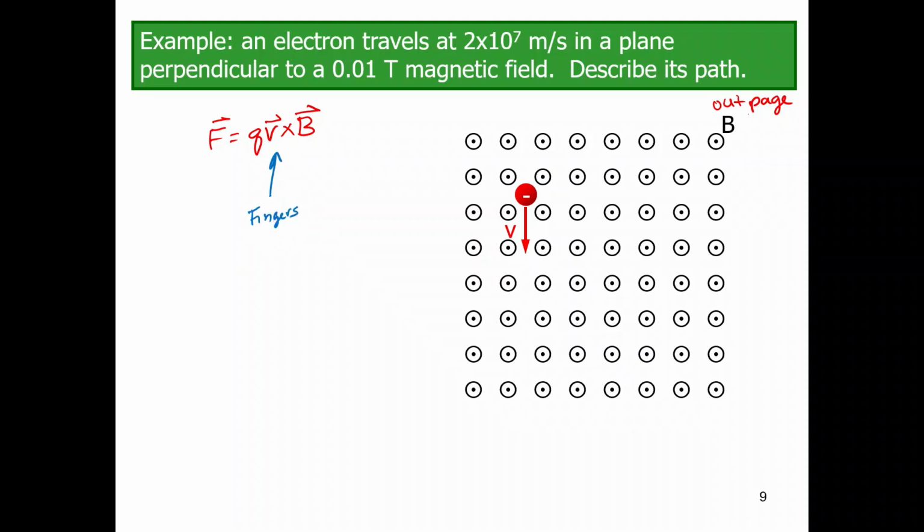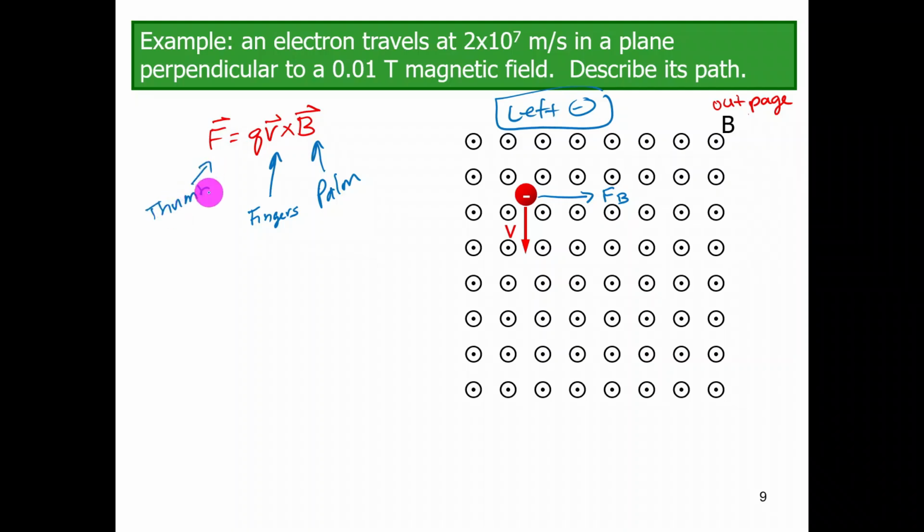So I'm going to take my left hand, because this is a negative particle, and I'm going to point my fingers towards the bottom of the screen. So put those straight down. And then I have to rotate my palm so that it faces B. So magnetic field is out of the page. So if I point my fingers on my left hand straight down and rotate my palm up, that forces my thumb directly to the right. So my magnetic force is directly to the right. That's where my thumb points.